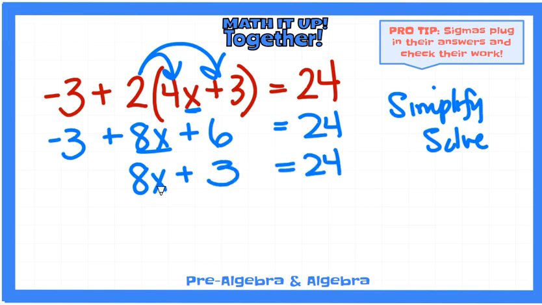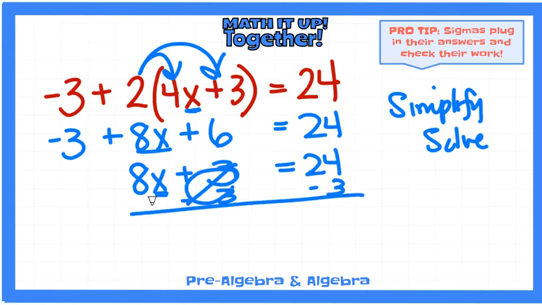Okay. And then still working to get that x isolated. So I want to turn this into a 0. So same number, opposite operation. I'm adding both sides. That turns into a 0. 8x comes down. This turns into a 21.